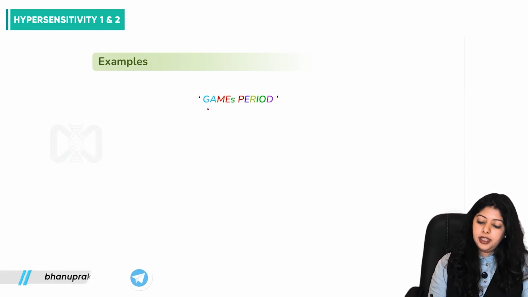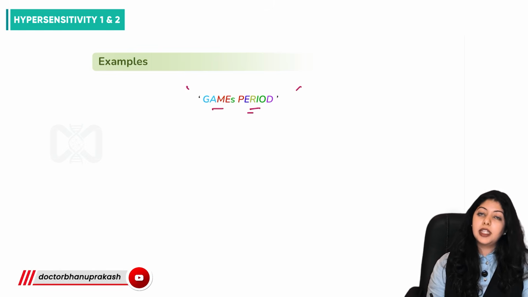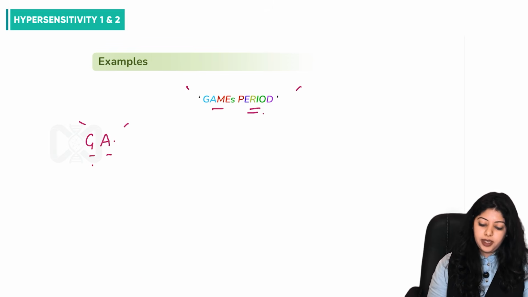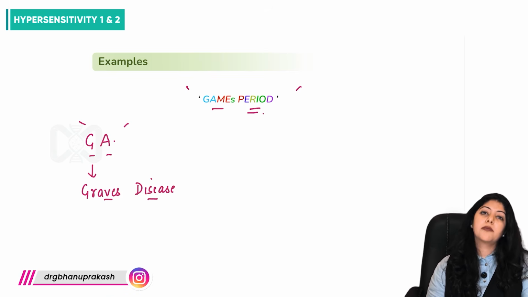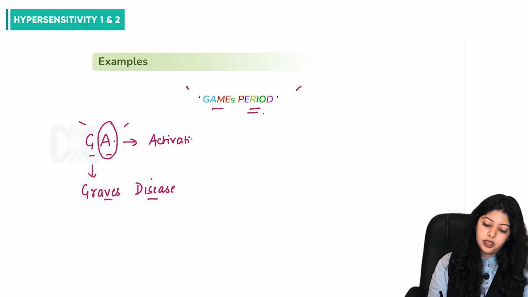So firstly, let us again use a fun mnemonic, which is GAMESPIRIT. The first and second letters, GA. So we have the first example, which is Graves' disease, and it is leading to excessive activation of certain receptors.